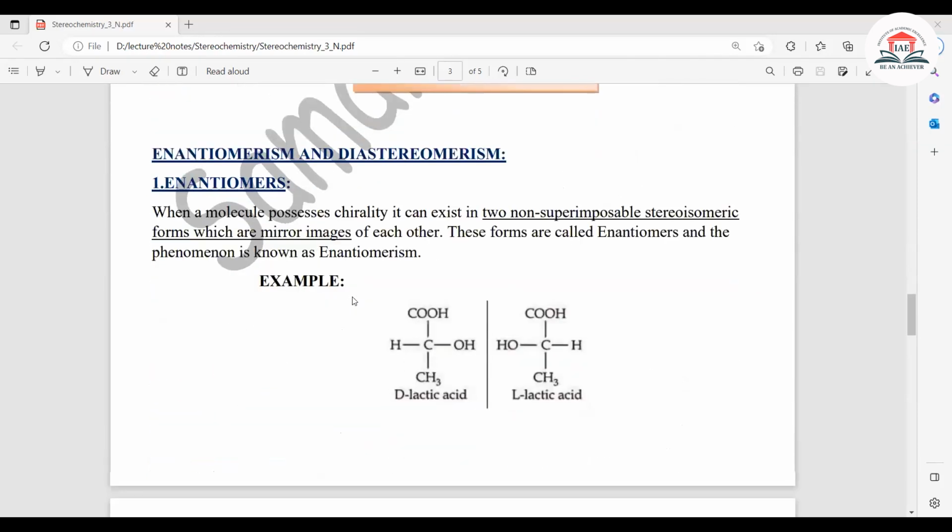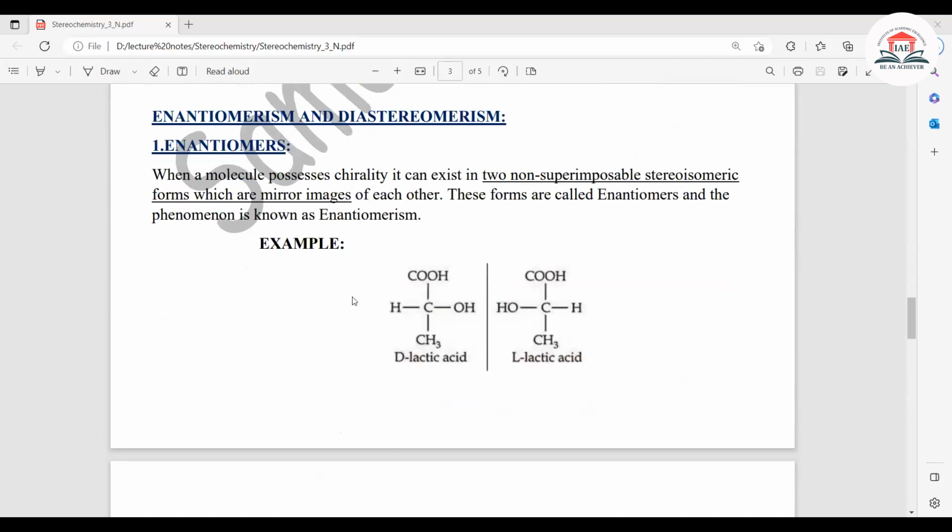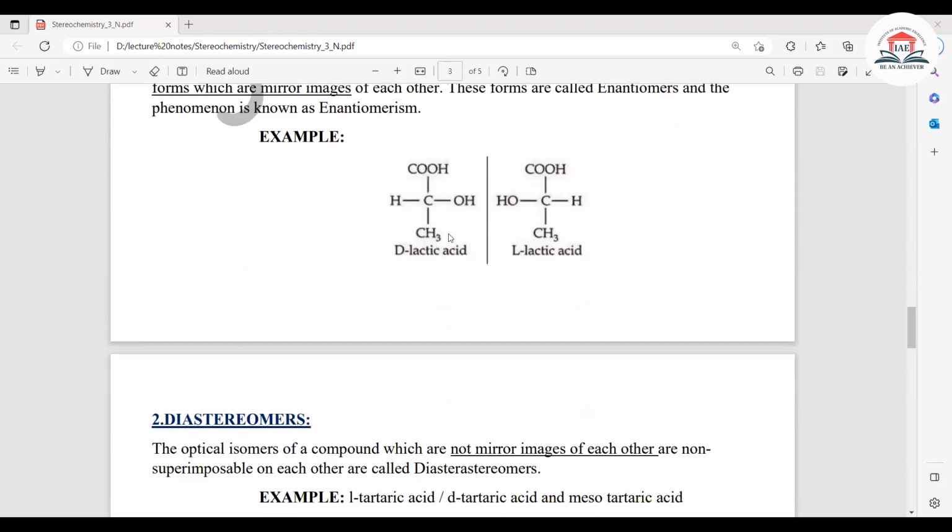আচ্ছা, ঠিক আছে। এবার next আছে enantiomerism and diastereomerism. So we have already talked about enantiomers. A molecule which exists in two non-superimposable stereoisomeric forms, which are mirror images of each other, is called an enantiomer. যেমন এটা lactic acid.